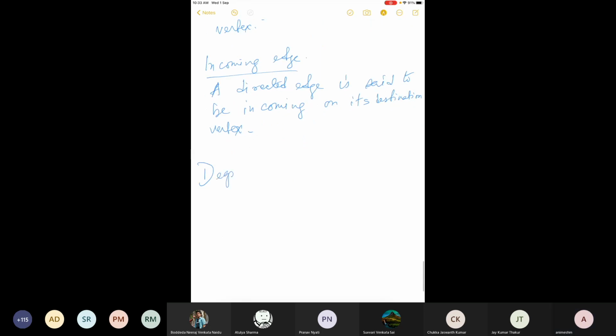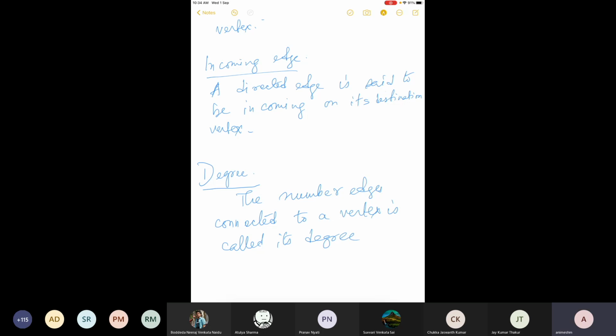Degree. The number of edges connected to a vertex is called its degree.